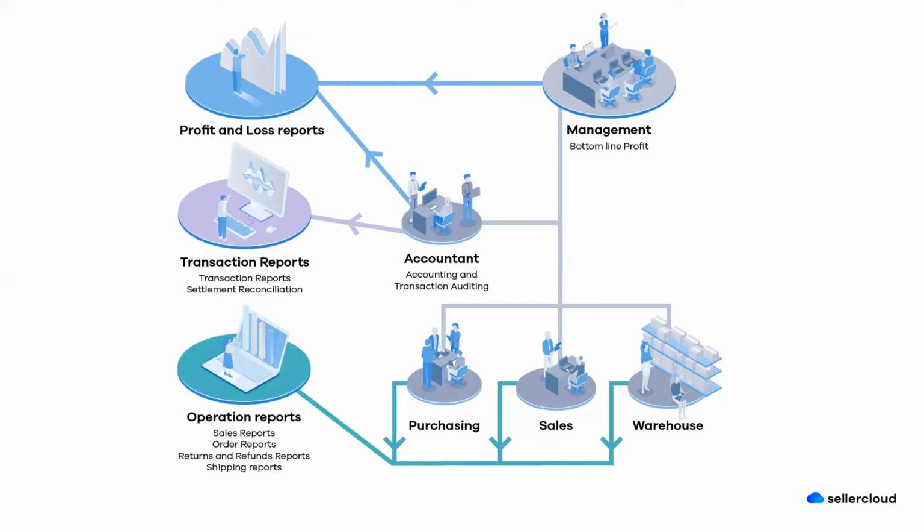Now, if you see on the right of the graphic, we have laid out a very generic organizational structure of a basic e-commerce business. And on the left, you'll see the different categories of reports. Let's start with the organizational structure. So on top, you have management.